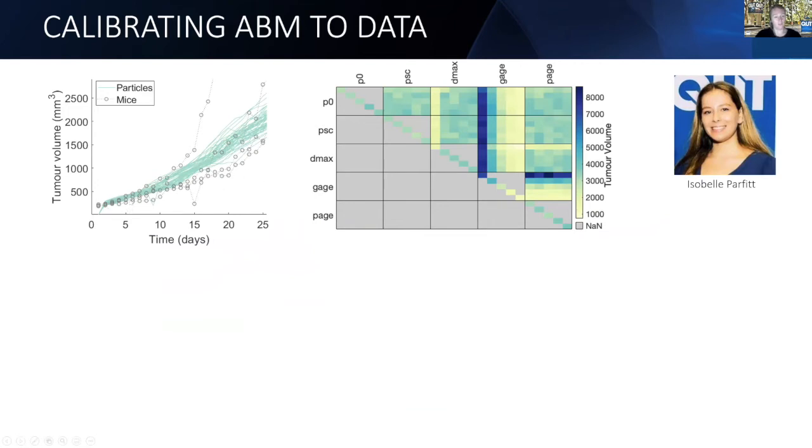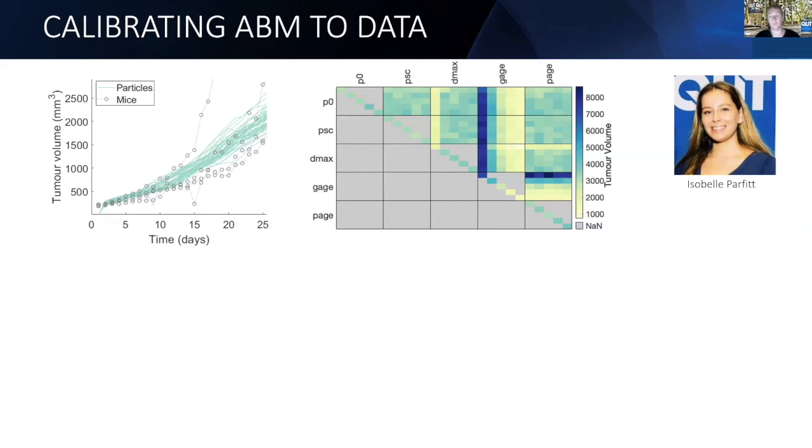So I should have mentioned that the gray is our data. So it's, again, in vivo mice tumor volume over time. And the green lines are the Voronoi cell-based model, or the agent-based model you saw on the previous slide. And so this method was actually really useful to us because our model was computationally expensive to simulate. So it allowed us to run one simulation and calibrate a set of parameters.